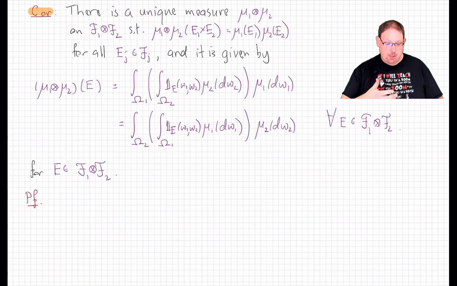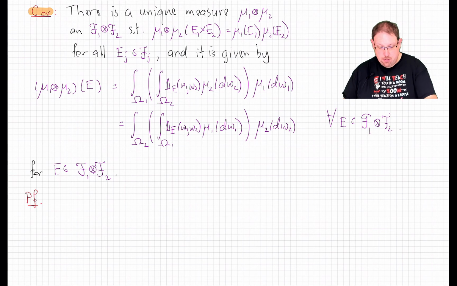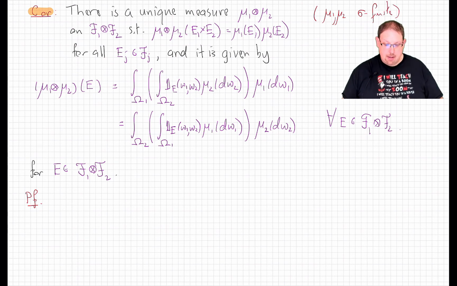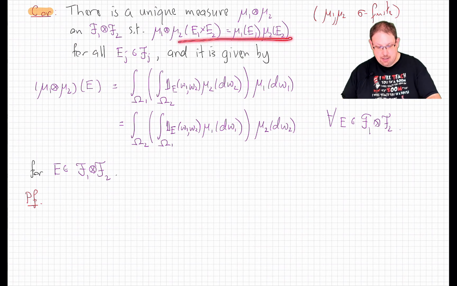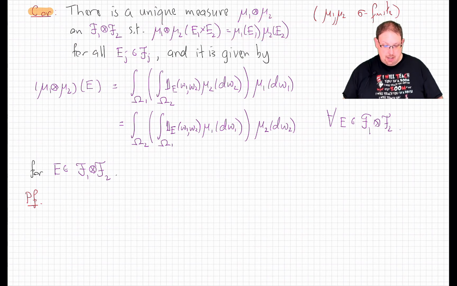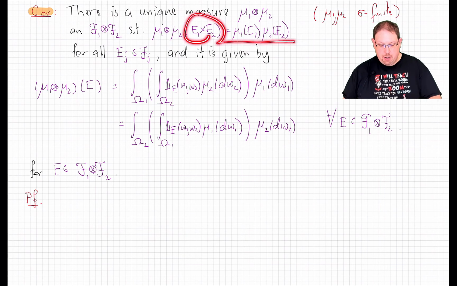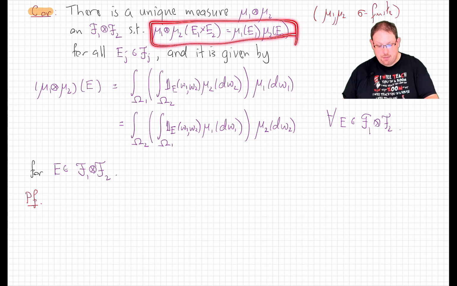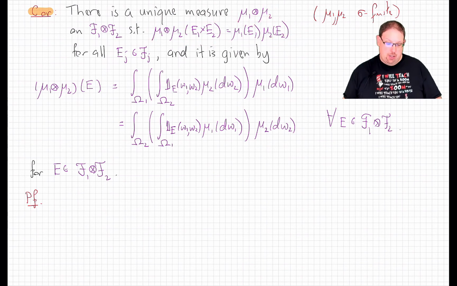The theorem, which is a simple corollary to what we just proved, is there exists a unique measure called mu1 tensor mu2, where again, in the case here where mu1 and mu2 are assumed to be sigma finite, for all of this to work, this so-called product measure is a measure on the product sigma field, and it satisfies the rectangle condition that the product measure of a product set is the product of the measures of those two sets. Moreover, this condition uniquely specifies one measure. There's only one measure that does this.